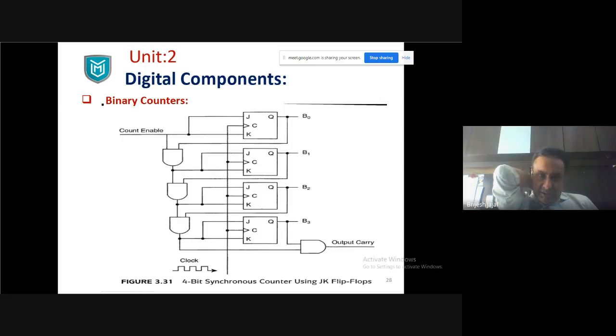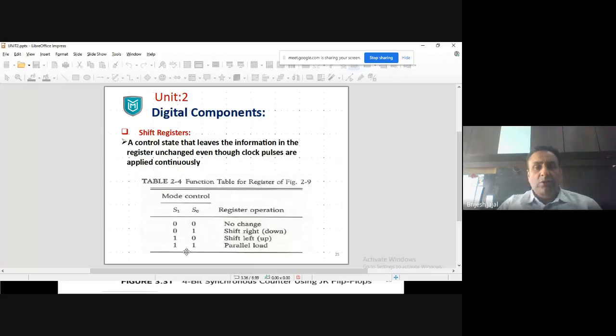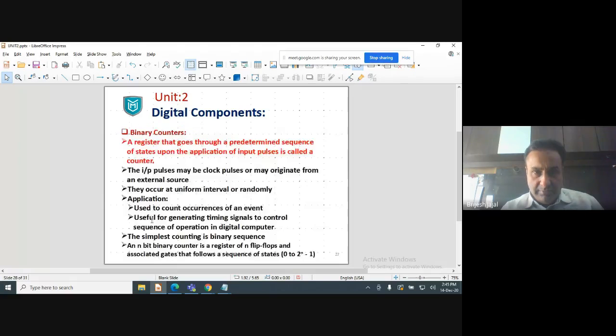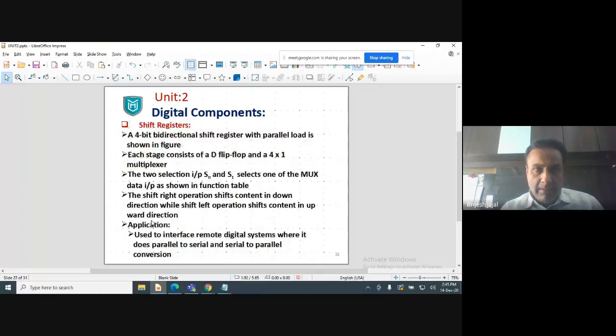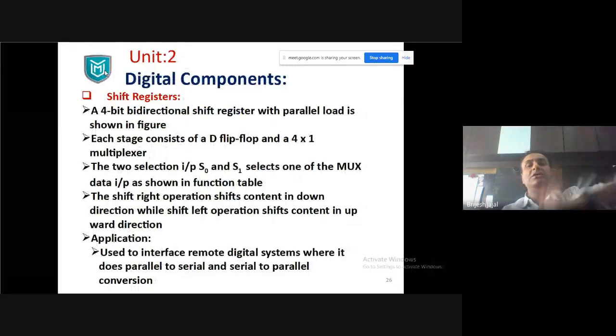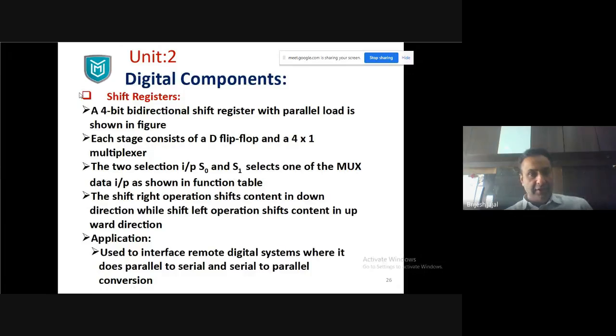Now you just see here, counters. Counter circuit is different. We use counters for counting purposes, that is, frequency counting. Let's understand this part now. So this is all about the shifting process.